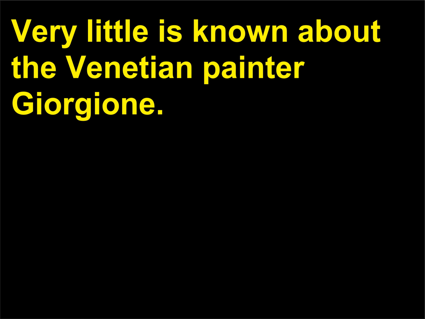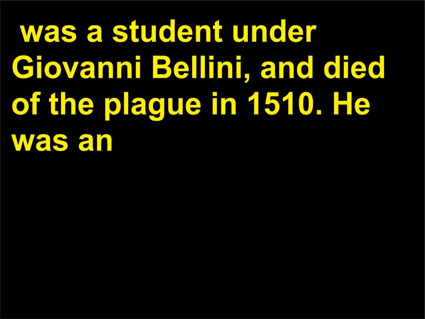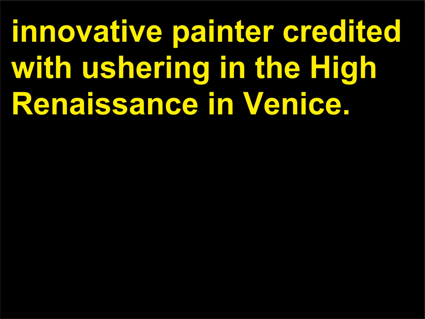Who was Giorgione? Very little is known about the Venetian painter Giorgione. He was born in 1478 in the northern Italian town, Castelfranco, was a student under Giovanni Bellini, and died of the plague in 1510. He was an innovative painter credited with ushering in the High Renaissance in Venice.